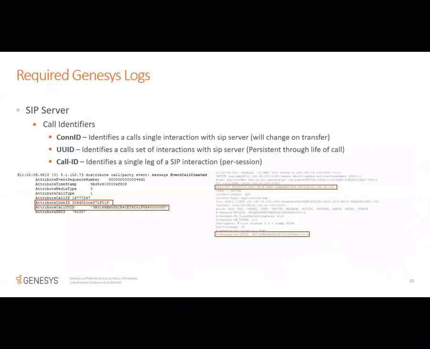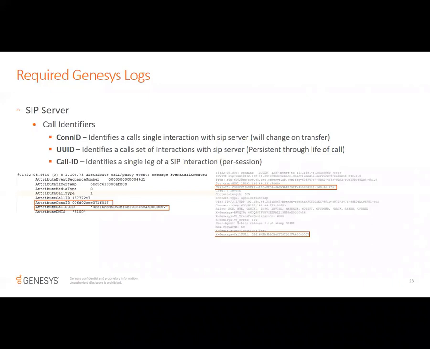So the first part is SIP server. So the main call identifiers in SIP server are con ID, UUID, and call ID. If you're familiar with Genesys, you already know how these are used mostly. You'll see them on day-to-day efforts trying to investigate calls, but con IDs identify a single interaction with SIP server. That is susceptible to change when a call is transferred.